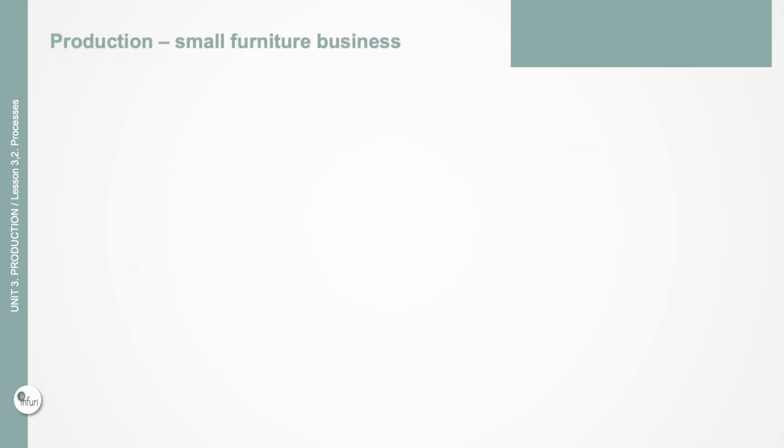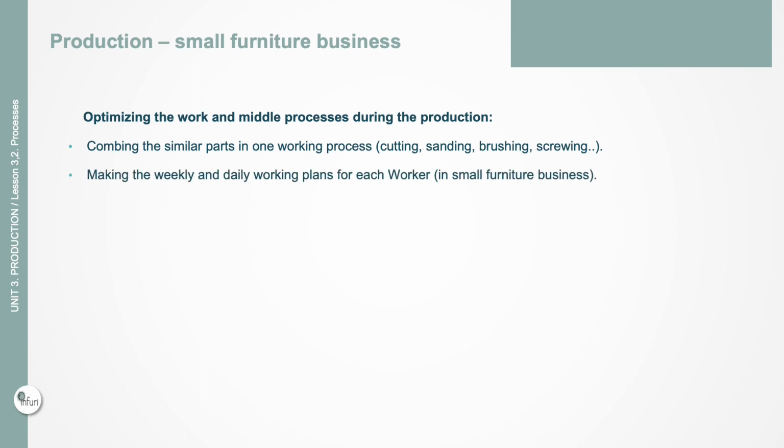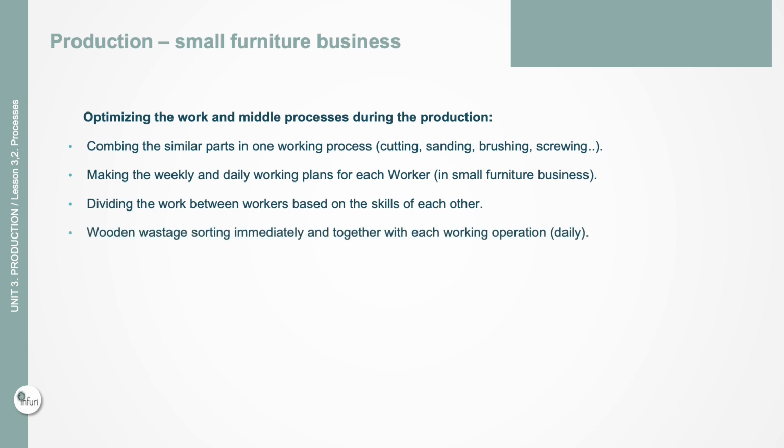Production. Small furniture business. Optimizing the work in middle processes during the production, combining the similar parts in one working process: cutting, sanding, brushing, screwing. Making the weekly and daily working plans for each worker. In a small furniture business, dividing the work between workers based on the skills of each. Wooden wastage sorting immediately and together with each working operation, daily.